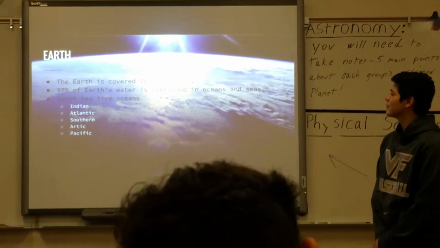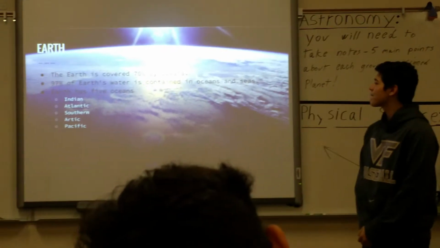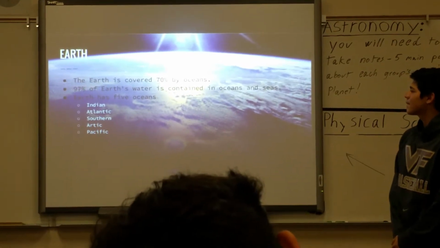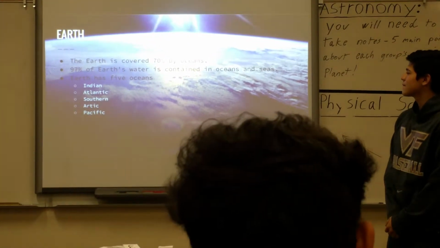Oceans. 97% of Earth's water is contained in the oceans and seas. Earth has 5 oceans: Indian, Atlantic, Southern, Arctic, and Pacific.